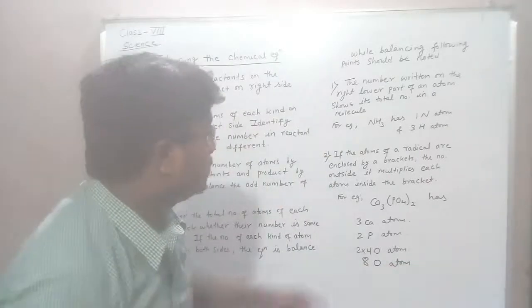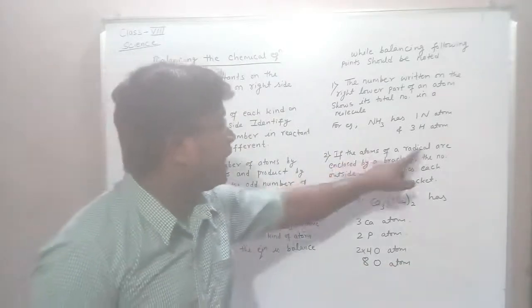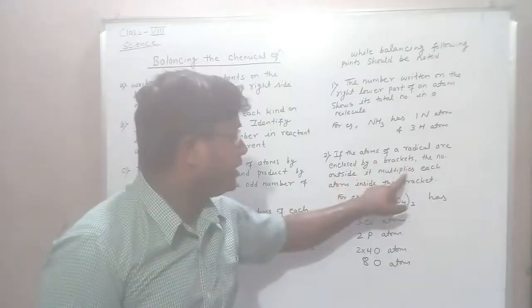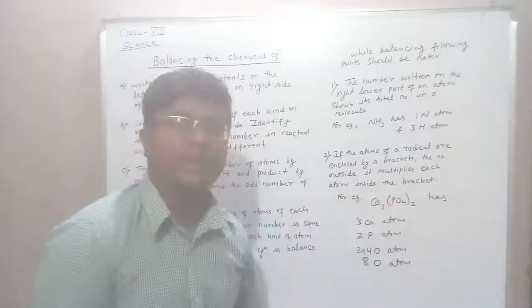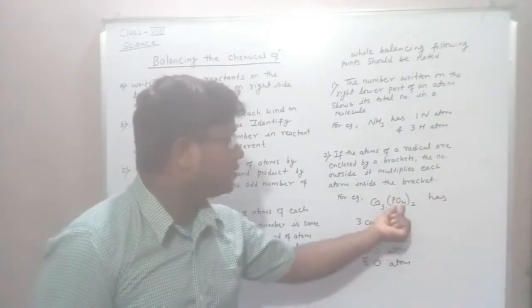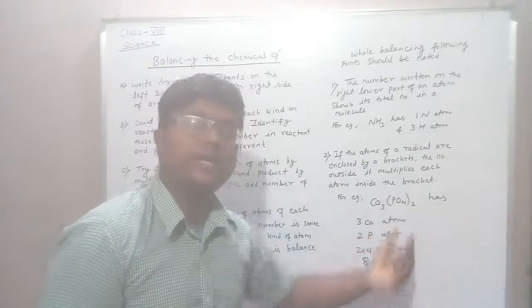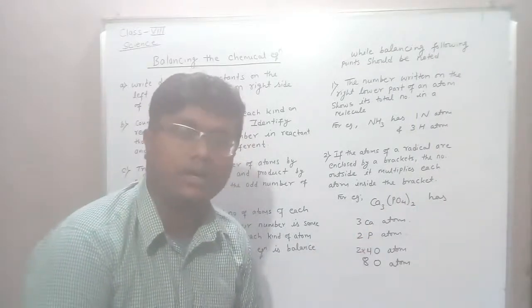Is it clear? If the atoms of a radical are enclosed by a bracket, the number outside it multiplies each atom inside the bracket. The number written outside the bracket will be multiplied to all of them.